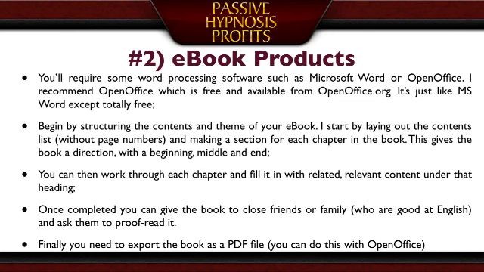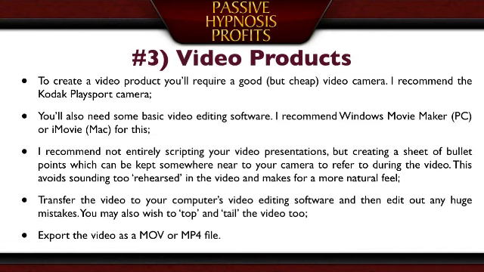With that said then, let's move on to category number 3 of 3, which is video products. So, to create a video product, you will require a good, but you can get them very cheap, video camera. Now personally I recommend something called the Kodak PlaySport camera. I actually don't have one, and I'll explain why in a second. I have a camera called the Kodak ZI8 camera, which is now being discontinued, and it's been replaced with the Kodak PlaySport camera.